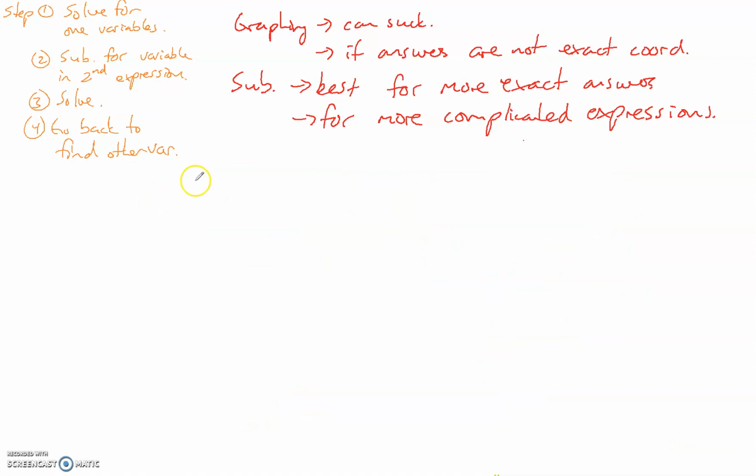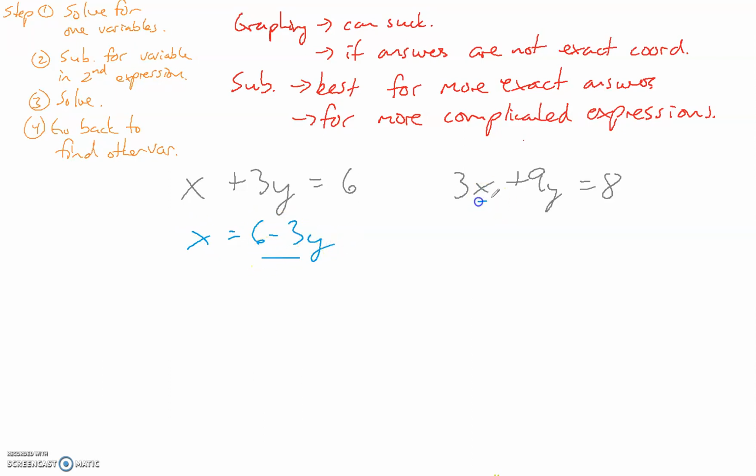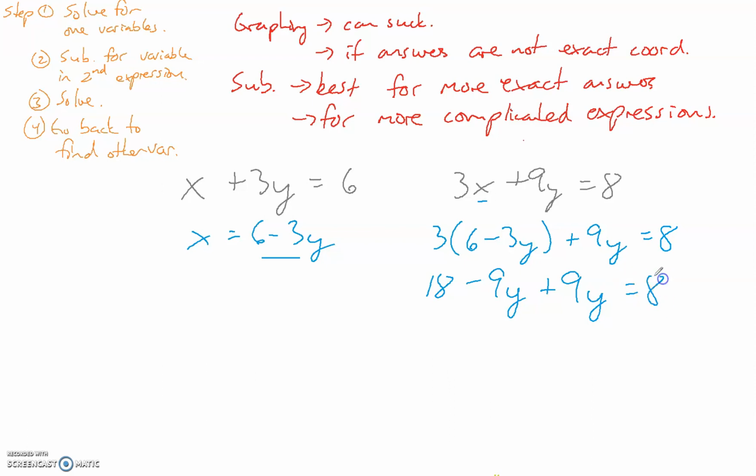Okay, so let's try this one. Let's try x plus 3y is equal to 6, and 3x plus 9y is equal to 8. Okay, well, I've got that x all by itself on the left-hand side, so I'm going to solve for that one. So over here, x would be equal to 6 minus 3y, and then I'm going to substitute this right there. So this would be 3 bracket 6 minus 3y plus 9y is equal to 8. Okay, so I'm going to multiply with the brackets. So this would be 18, take away 9y, plus 9y is equal to 8.